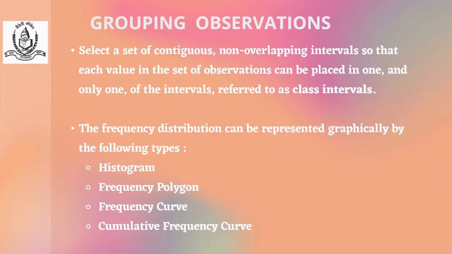Graphs require that data should be grouped. The grouping requires that contiguous non-overlapping intervals are established so that each value from the set of observations occurs only once and in only one of the intervals. This is referred to as class intervals. Frequency distributions can be graphically represented as histograms, frequency polygons, frequency curves, and cumulative frequency curves.